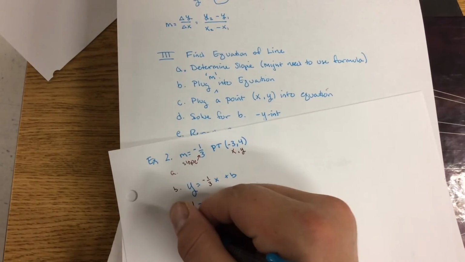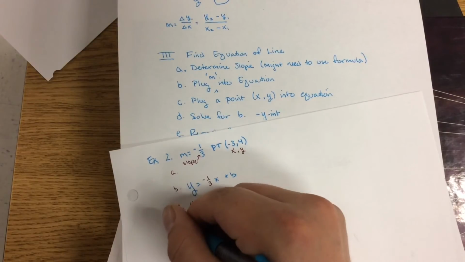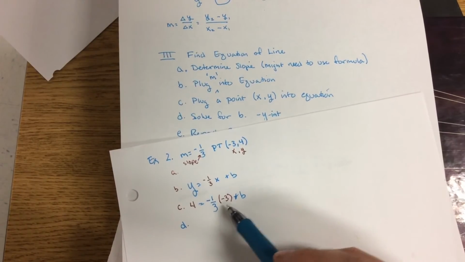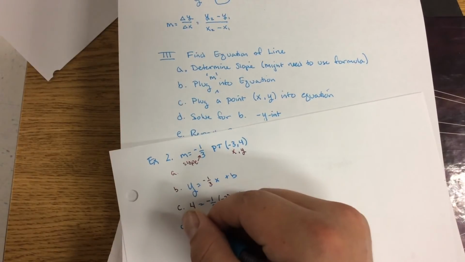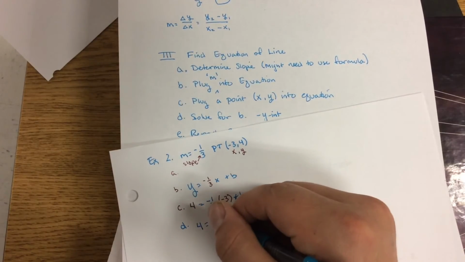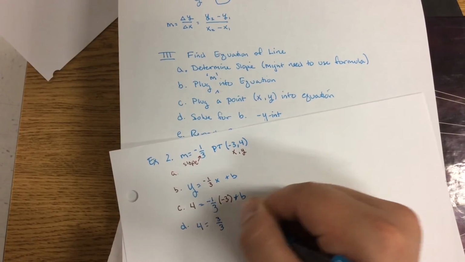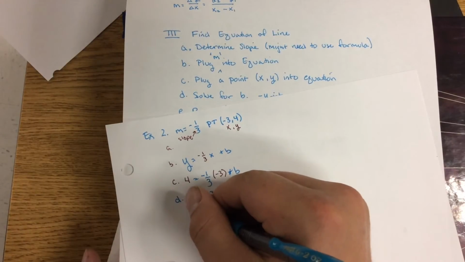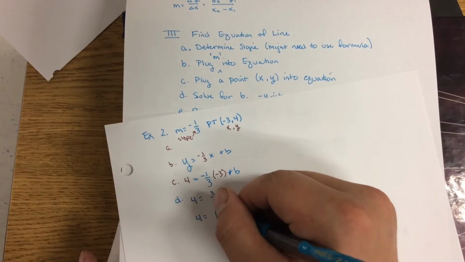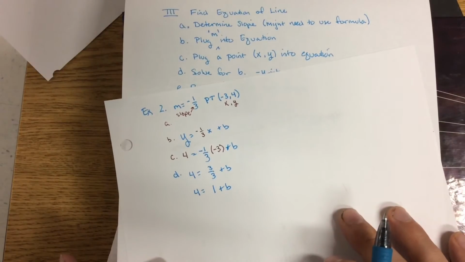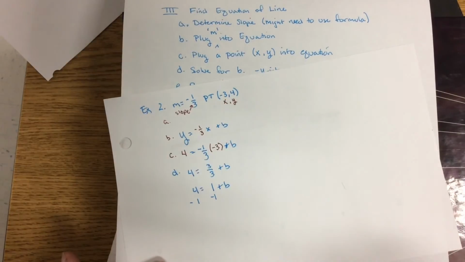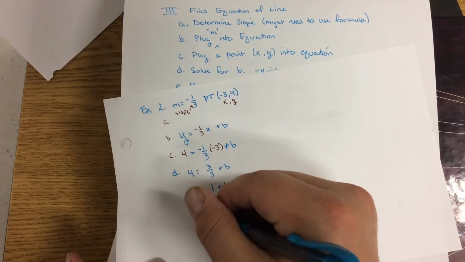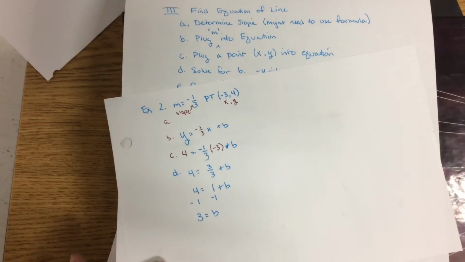Part D, it's time to solve. Okay, so we're going to solve for b. To do this multiplication, it's going to be negative 3 times negative 1. So this is now 4 equals positive 3 over 3 plus b. 3 over 3 is 1, so this is 4 equals 1 plus b. To solve for b, I'm going to subtract 1 on both sides, which gives you the answer of 3.